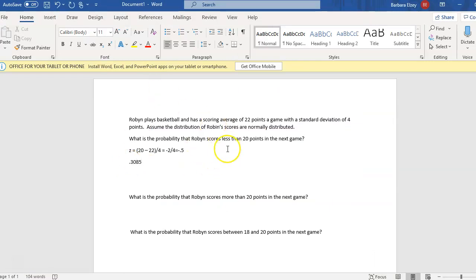Now, notice that our problem asked, what is the probability that Robin's scores are less than 20 points in the next game? And I said the standard normal table gives us the probability that something's less than our z-score. So we're actually done with this question. The probability that he scores less than 20 points is 0.3085. Or if we think of that as a percentage, 30.85%.